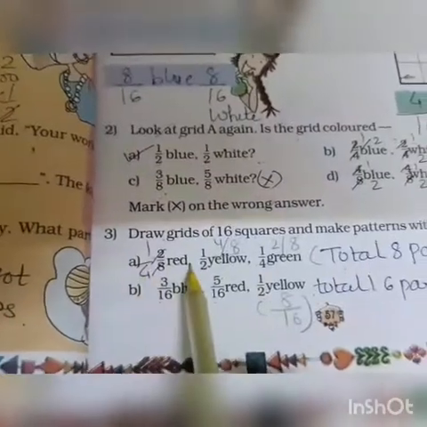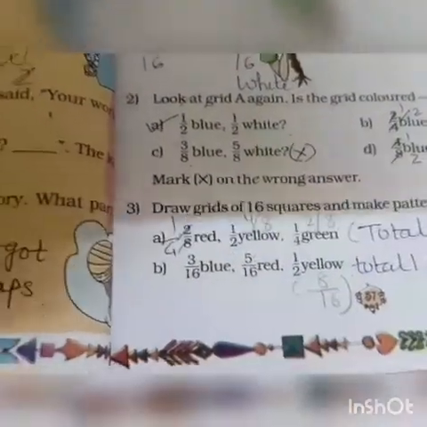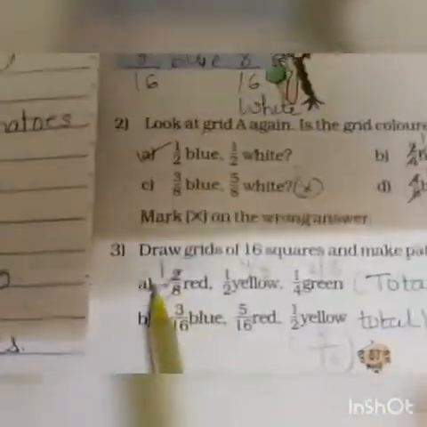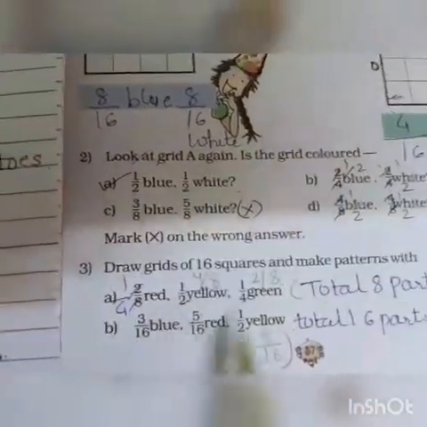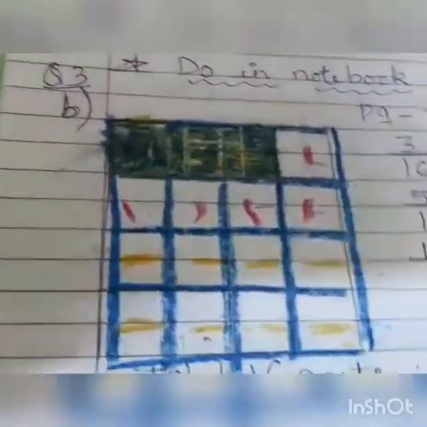Now draw grids of 16 squares and make the patterns. Now here A and B 2 are given. You have to make the patterns in the grid. That I'll explain you in the next video. You can see here, what is given is draw grids of 16 squares and make patterns. That means here in both the squares you have to make 16 small squares. As I have done in the B, I can show you the B. I have made 16 squares here.